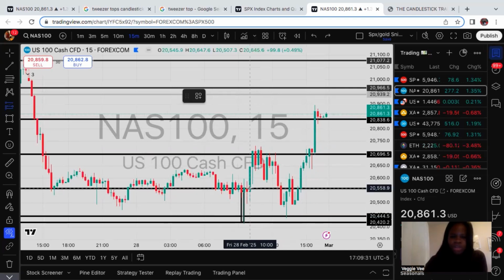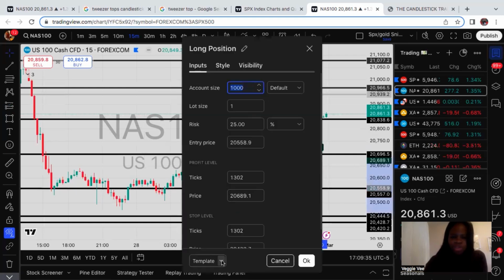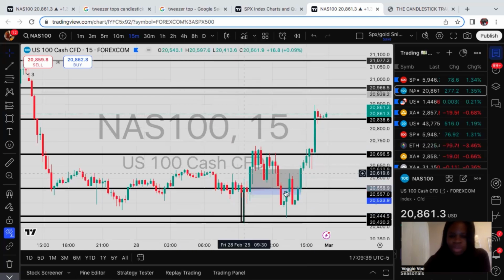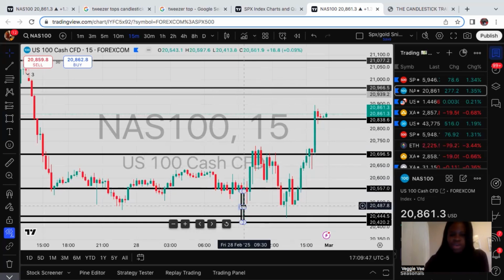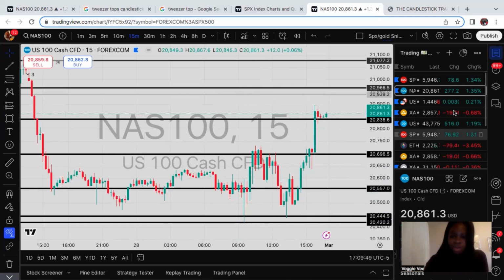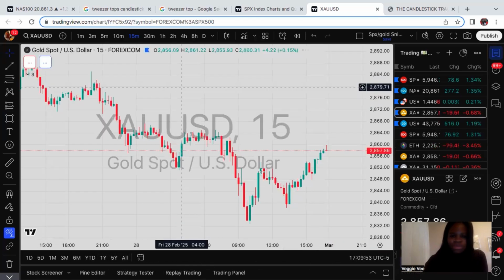So I would have waited for the market to come up here, and then I would have potentially entered the trade right here, and then taken this to the upside from there. I risk my 25 points. I'm out within 75 points. And then last but not least, I'm just going to show you guys what it looks like on gold. And then you can do what you will with this information.